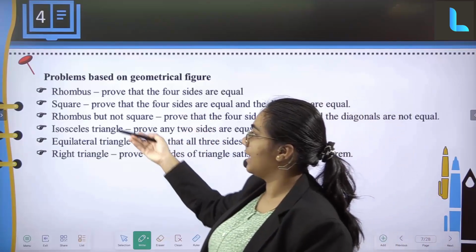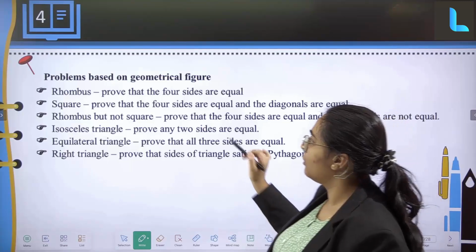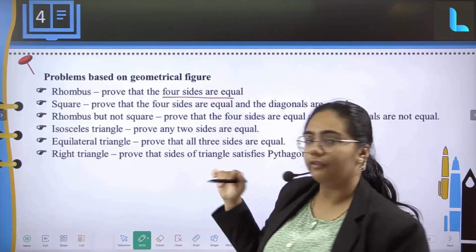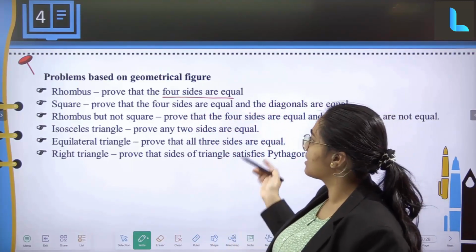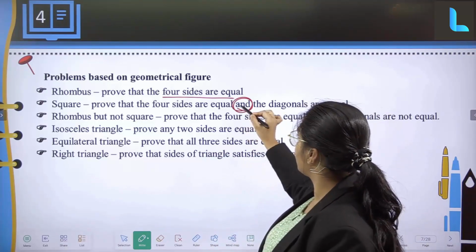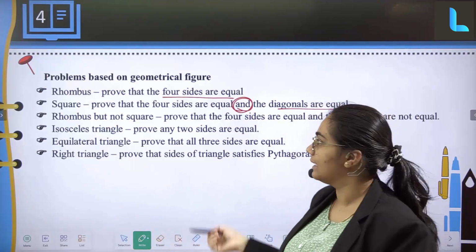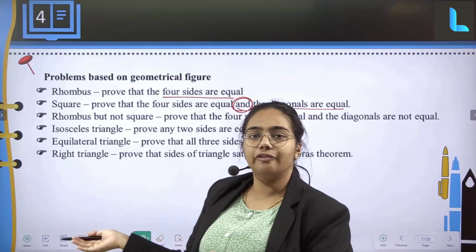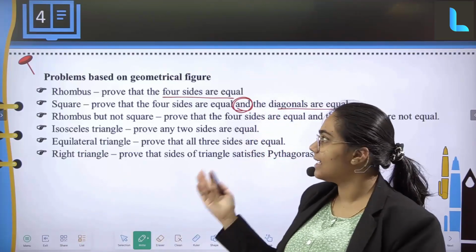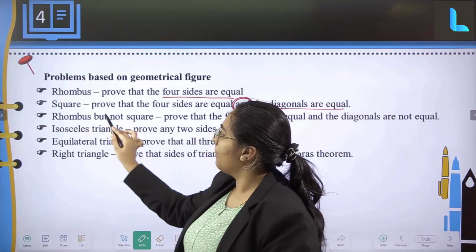Next question, as I said, if it is a square or rhombus, again over here also, prove that the 4 sides are equal. For a rhombus, prove that all 4 sides are equal. If it is a square, first prove that all 4 sides are equal as well as the diagonals are also equal, just like the parallelogram and rectangle. So square will take the place of rectangle, as well as rhombus will take the place of parallelogram. Right, rhombus but not square.